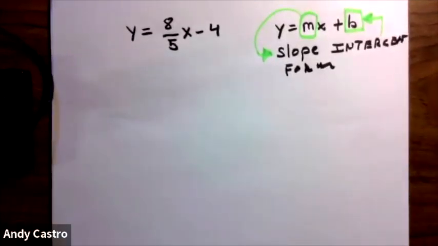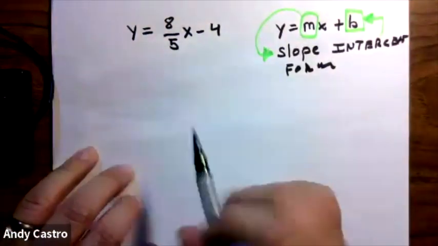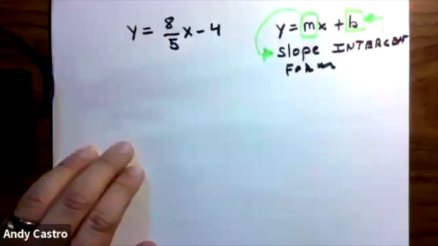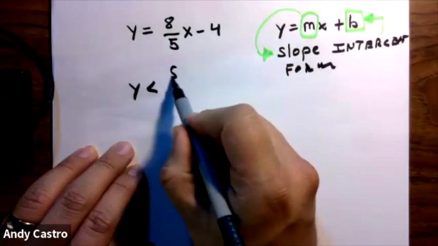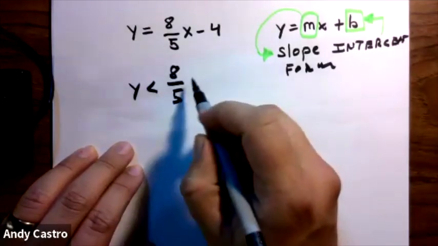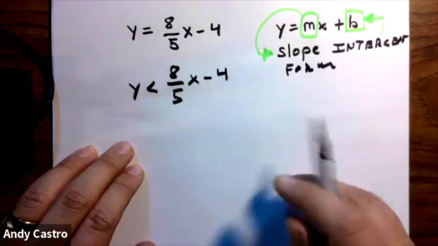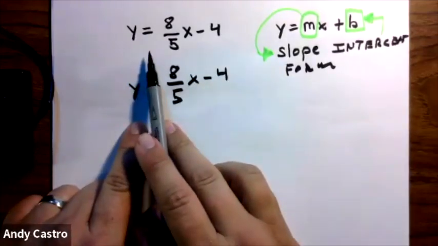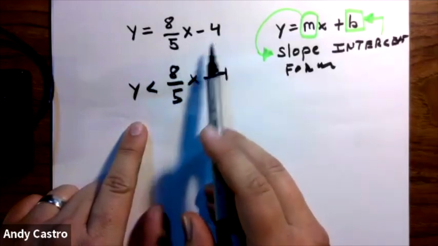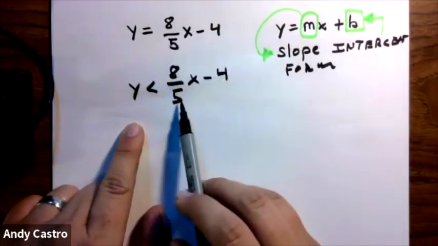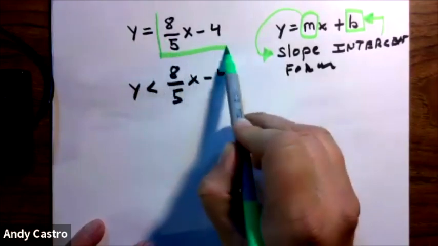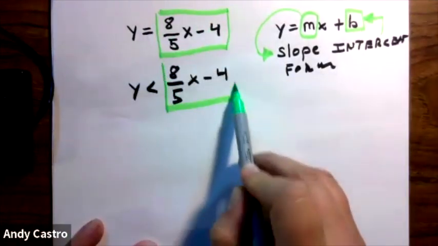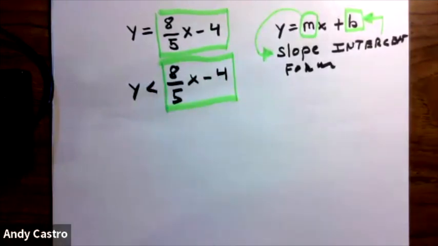Now what happens if this same equation becomes an inequality? What does that mean, an inequality? Well, that means it's not equal, or it's equal and something else. So in this case, instead of y being equal to 8/5 x minus 4, y is less than 8/5 x minus 4. But notice how in both cases, the 8/5 x minus 4 is exactly the same. The only difference is whether y is equal to it or y is less than it.